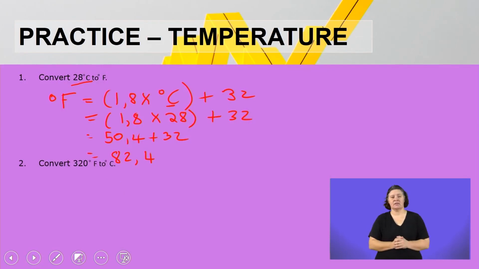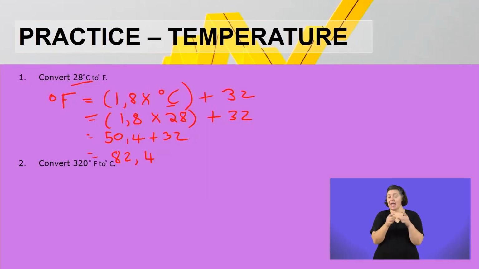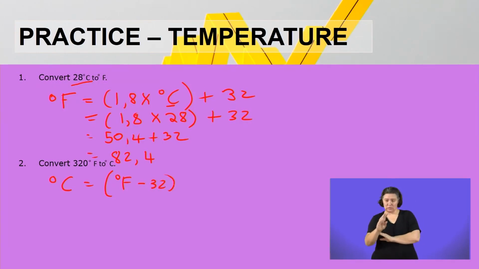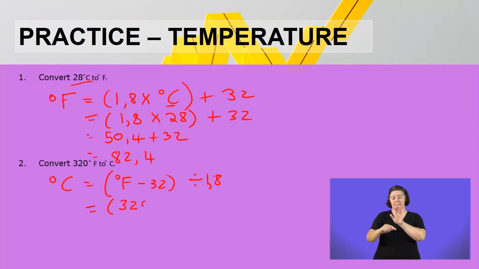Now let's see the next sum. Here we are saying that we have to convert 320 Fahrenheit to degrees Celsius. Again, step number 1, let's start with our formula. Right, so in this case, we're converting Fahrenheit to degrees Celsius, and therefore I'll say degrees Celsius equals, open bracket, degrees Fahrenheit minus 32, close bracket, divided by 1,8. Step 1, formula. Step number 2, let's substitute into our formula. So I know the Fahrenheit was given as 320. So I'll say 320 minus 32, close bracket, divided by 1,8.